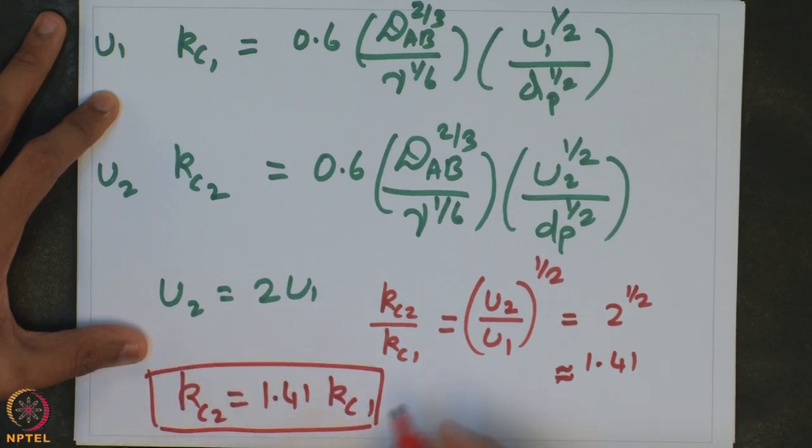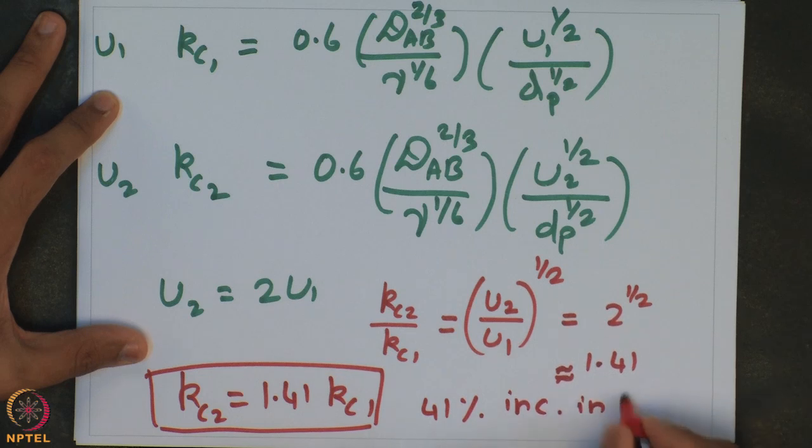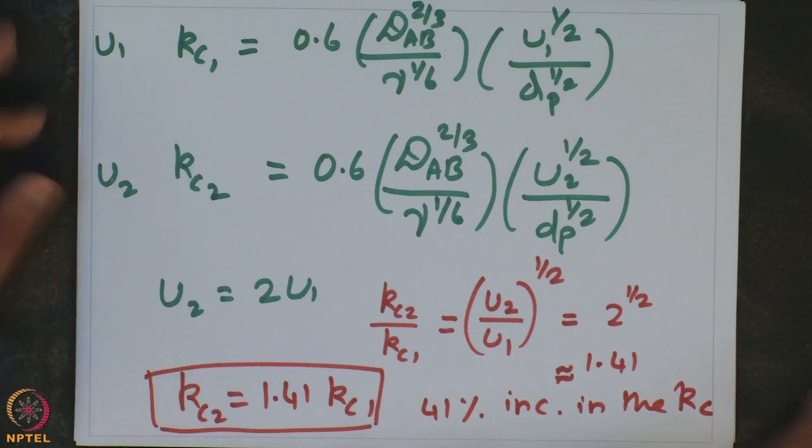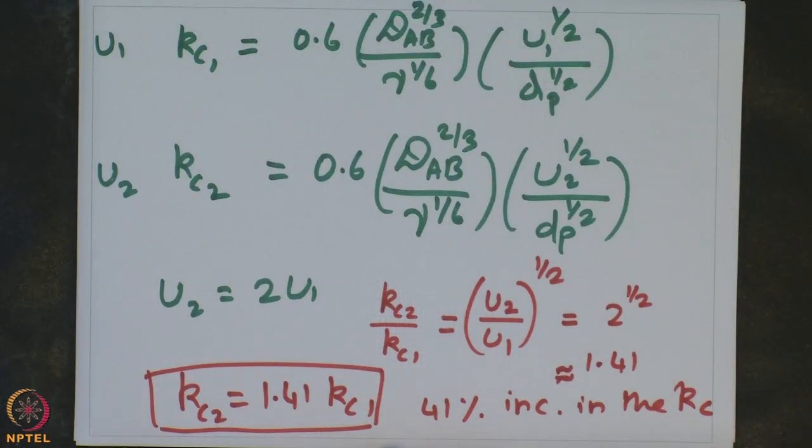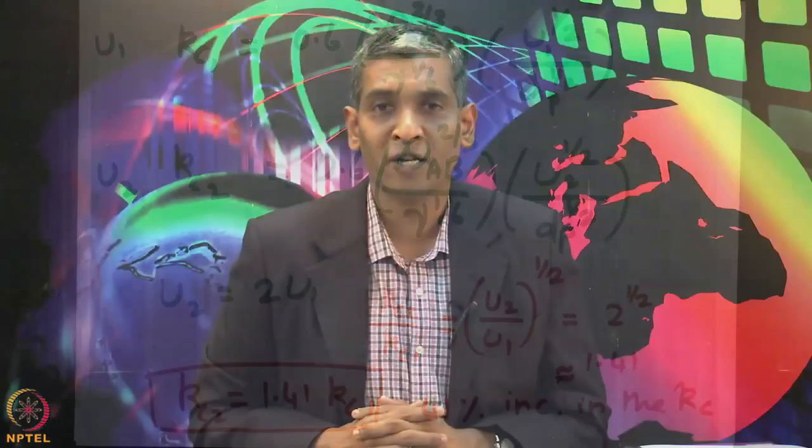Which means that there is a 41% increase in the mass transport coefficient. So, by doubling the velocity with which the fluid is flowing, one can achieve a 41% increase in the mass transport coefficient, provided the Reynolds number is sufficiently large. But even if it is not sufficiently large, the nature of the increase in the mass transport coefficient can be estimated by using the complete Frossling correlation.